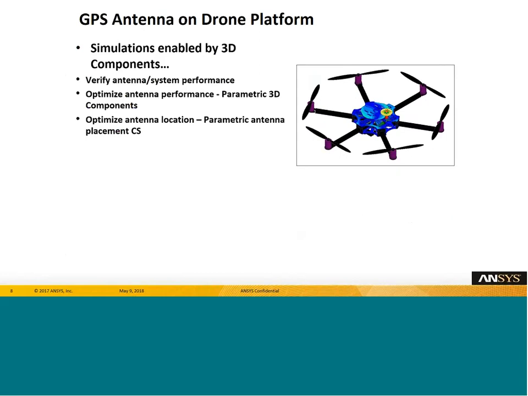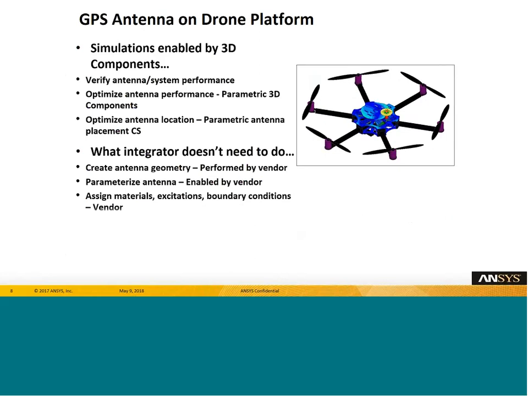I could optimize the antenna location, antenna performance. Maybe there are certain parameters of the antenna that have been given to the end user that they can adjust. You could look at that, or you could even optimize the antenna location by using a parametric antenna placement coordinate system. What an end user doesn't need to do in a flow like this is create the antenna geometry. They don't need to be an antenna expert. That can be the vendor or the component creator who does that part of the job.